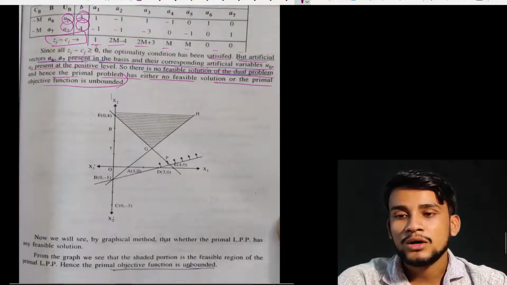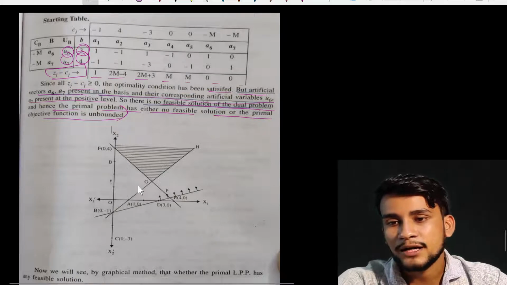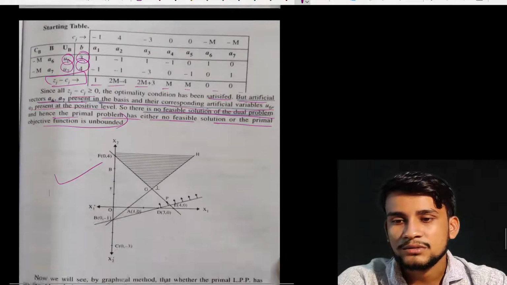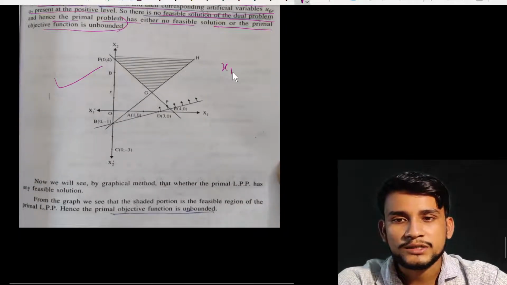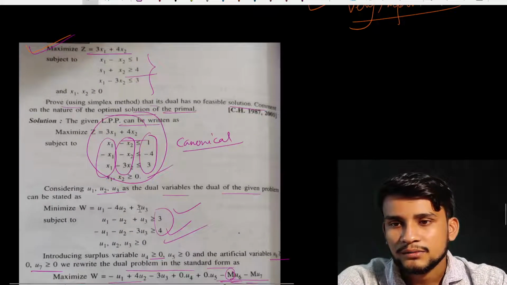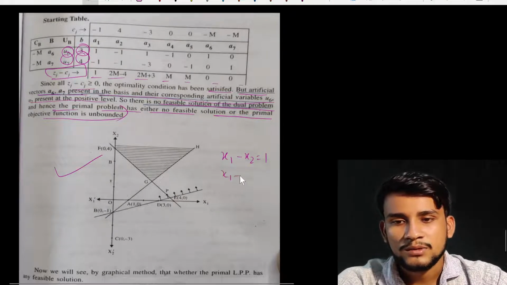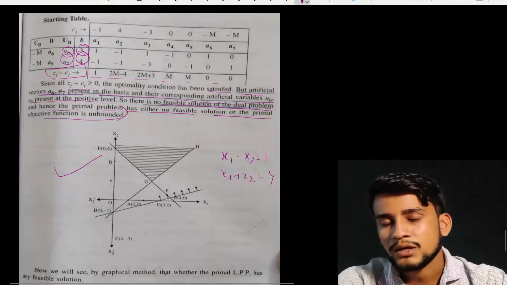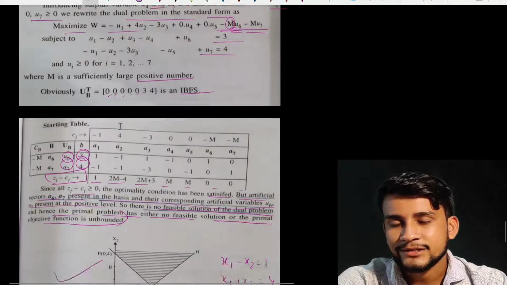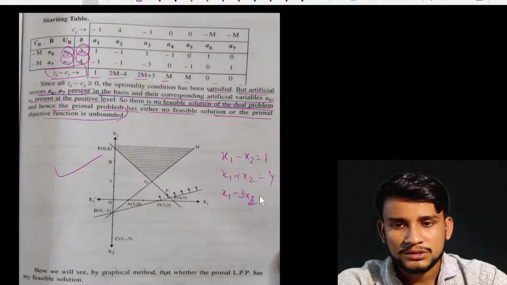Now if we plot the graph of this function, this is the graph of the primal problem. What is the graph of the primal problem? x1 minus x2 less than or equal to 1, so the equality is x1 minus x2 equal to 1. Then x1 plus x2 equal to 4. And the next one is x1 minus 3x2 equal to 3.